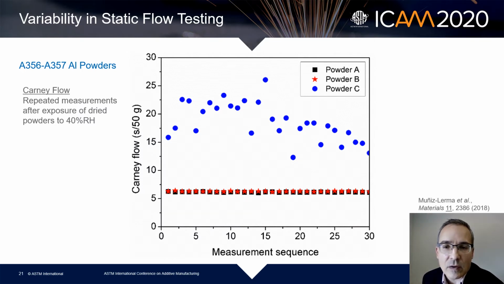This is another example of variability with static techniques. This is a Carney flow test series where aluminum powders were dried and then exposed to some humidity levels, and the Carney flow rate was monitored as a function of time. And you see there were some nice trends the authors presented, but the problem is that there's a lot of scatter during those trends. So at any point in time, if you just collect one of those data points, it's going to have a hard time comparing to another one.